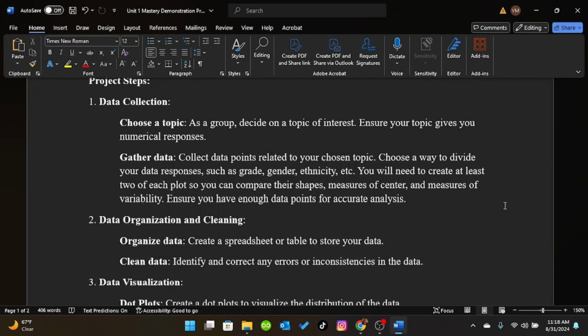However you decide to divide it up, you just need to make sure that you can do it in two different plots. So you're going to have two dot plots. You're going to use the same data to create two histograms, and you're going to use the same data to create two box plots.